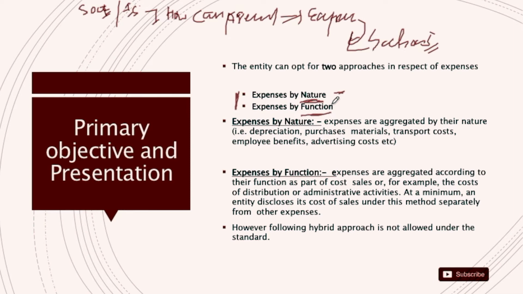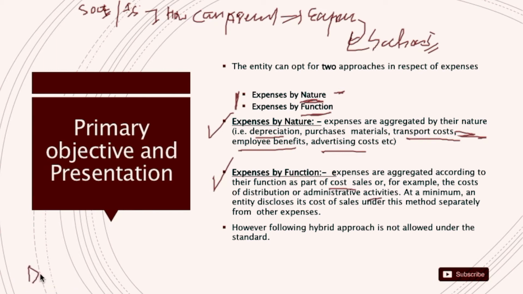So expenses by nature means expenses which are aggregated by their nature. For example, depreciation, purchase of raw materials, transportation cost or advertisement expenses. This is one approach. The second approach is expenses by function, where the expenses are aggregated based on the function. For example, businesses perform a lot of functions. It may be sales or the cost of sales. There may be an administrative cost.